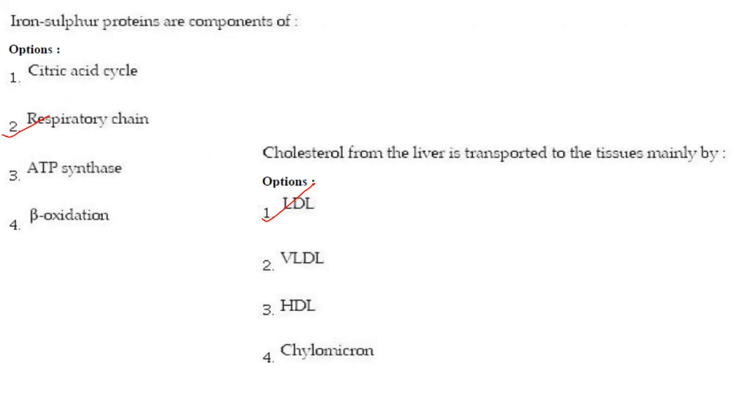Next one, iron sulfur proteins are components of option 1 citric acid cycle, 2 respiratory chain, 3 ATP synthase and 4 beta oxidation. Answer is option 2 respiratory chain. Next one, cholesterol from liver is transported to the tissues mainly by option 1 LDL, 2 VLDL, 3 HDL, 4 chylomicron. Answer is option 1 LDL.